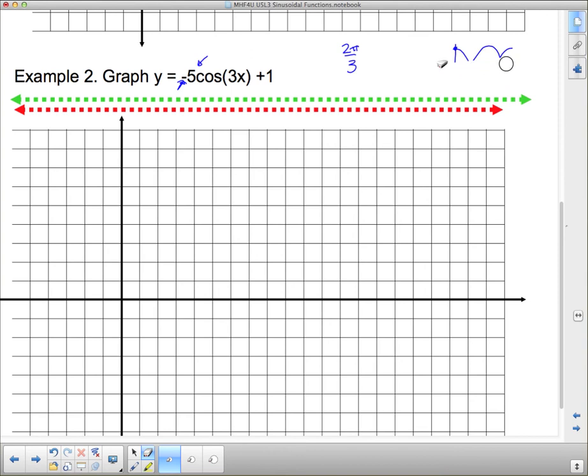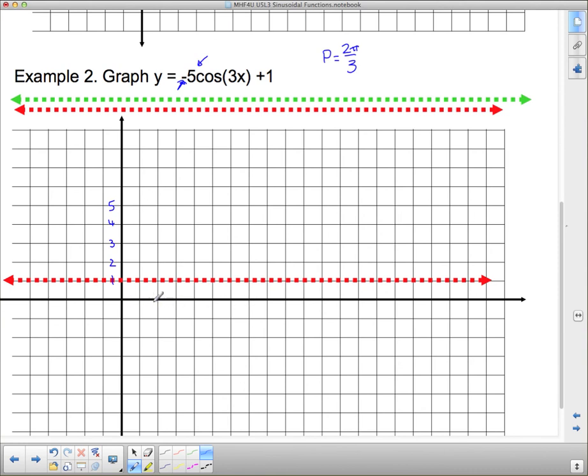Okay. So how are we going to put this on? Well, I figured out my period. Here's my period. Equals 2 pi by 3. Now I'm going to put on the midline first, this red plus 1. And let's mark on our scale now. Our scale is going to go 1, 2, 3, 4, 5.